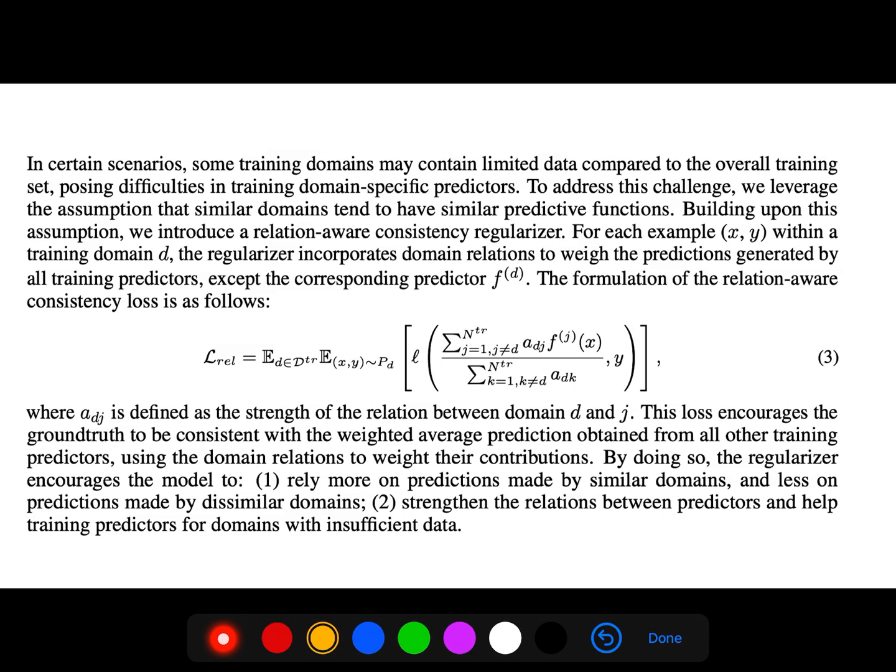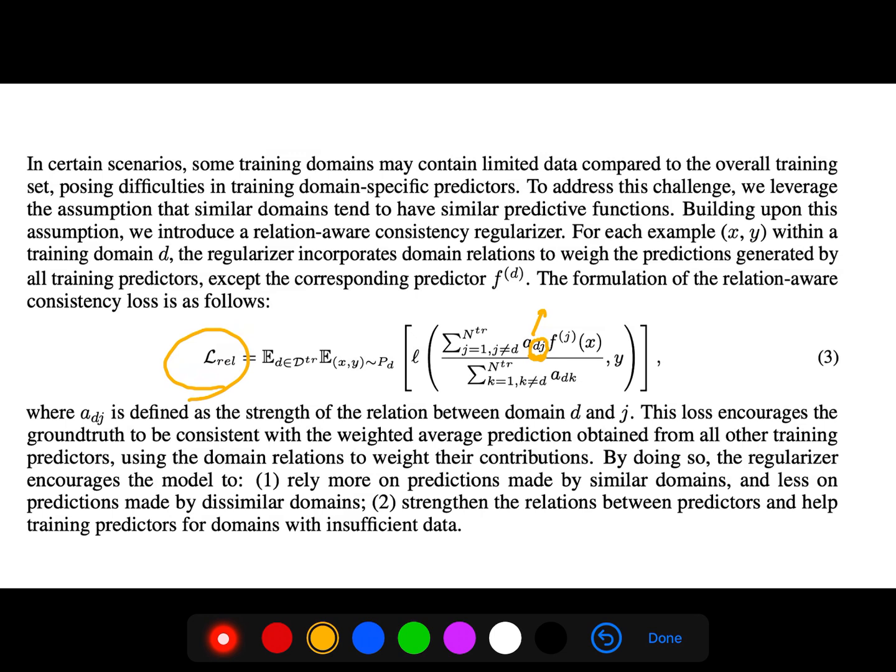So this is the formulation of the loss. We call it relation-aware consistency loss. And A here is just the strength of the relation between domain I and D and J. The strength between D and J is A sub DJ. This loss encourages the ground truth to be consistent with the weighted average prediction obtained from other training predictors using the domain relations to weigh their contribution.